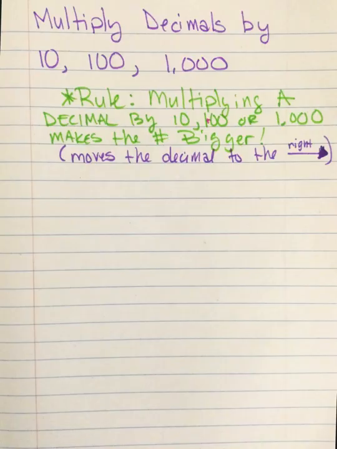So here are the notes you need up at the top. Go ahead and pause the video and get those down. It's a pretty simple rule. Multiplying a decimal by 10, 100, or 1,000 makes the decimal bigger. I think this actually is supposed to be a comma for the 1,000. And you move the decimal to the right when you do this. So we'll do some examples on this page and then on the next slide as well.